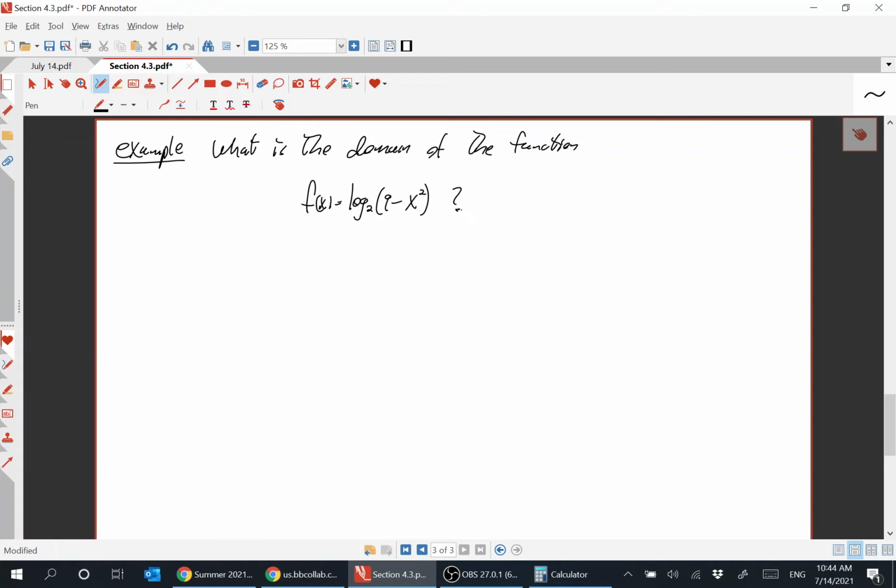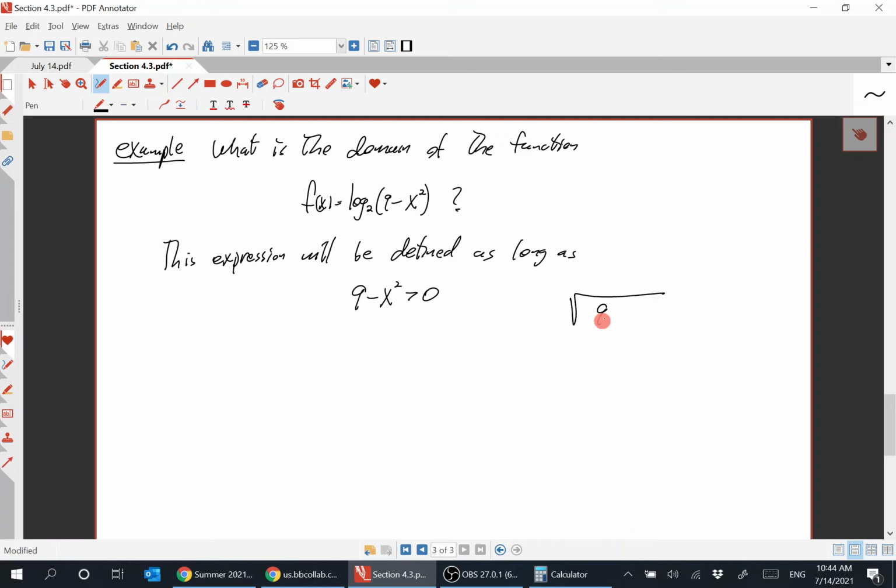Well, in order for a log to be defined, the argument must be positive. So this expression will be defined as long as 9 minus x squared is greater than 0. Not bigger than or equal to, right?